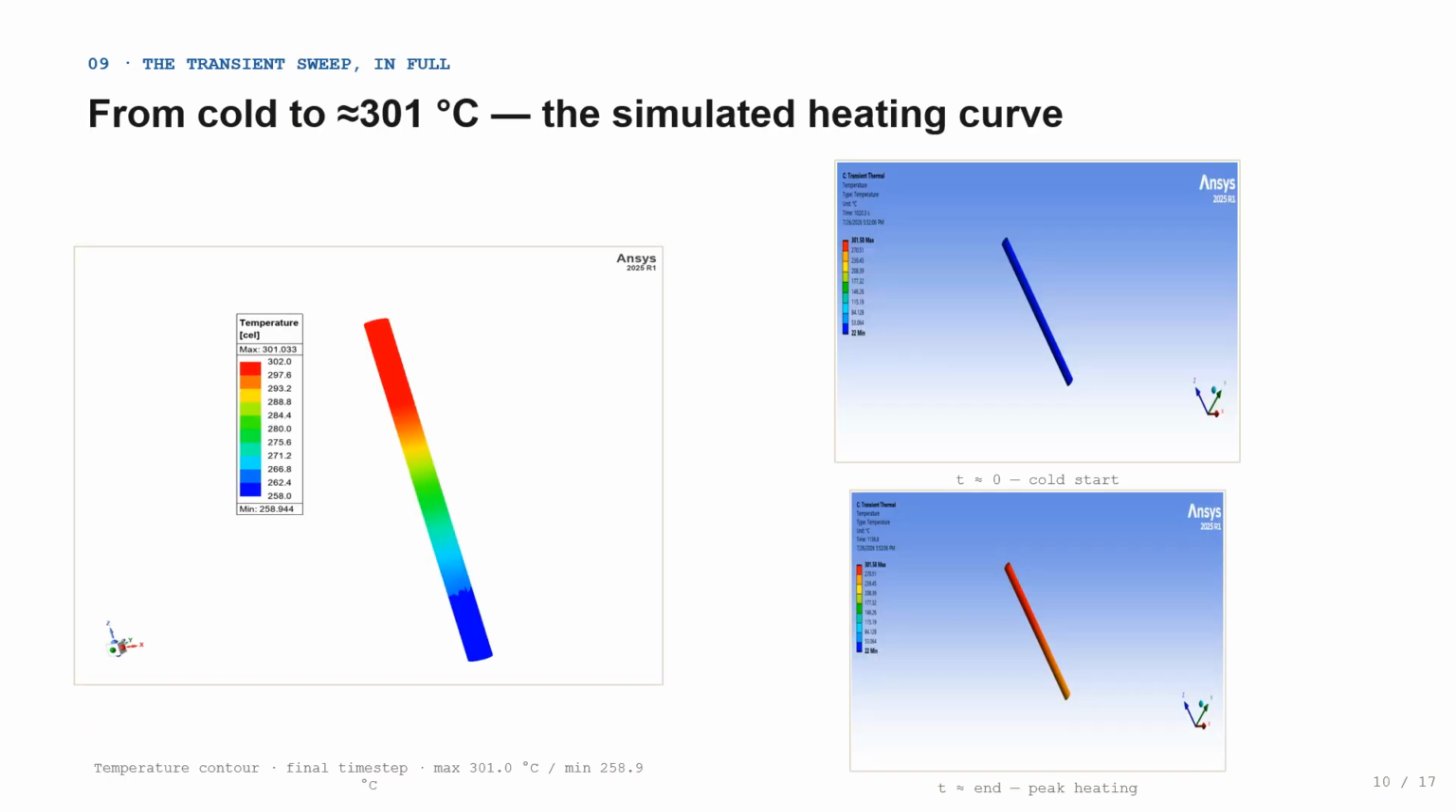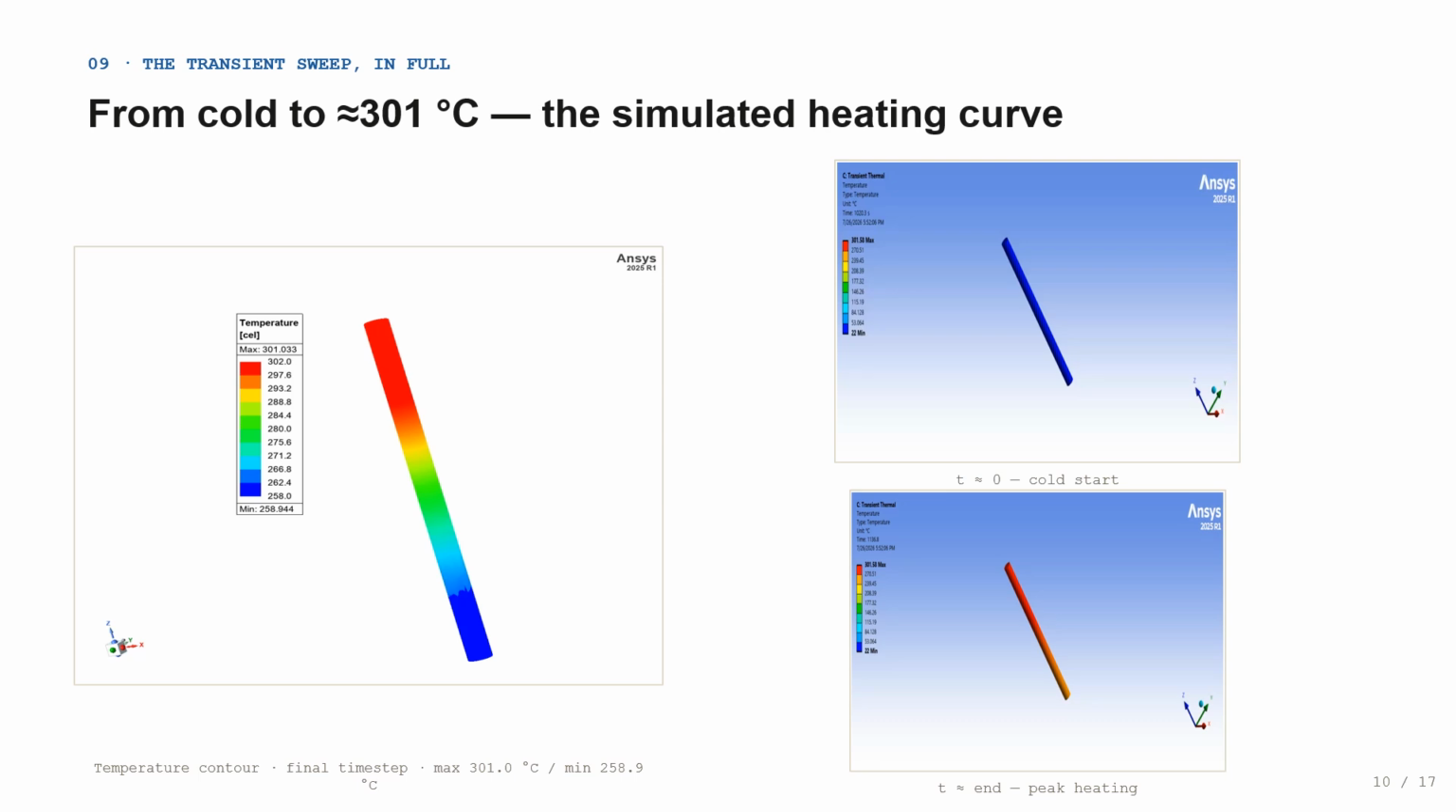Here is the complete transient result, shown as two snapshots of the same rod. At time 0 on the left, the entire rod sits at a uniform, cold starting temperature. You can see the color contour is flat. By the end of the simulated run, on the right, a clear thermal gradient has developed. Hot at the top, where the coil couples most strongly, cooling steadily toward 259 degrees near the base.